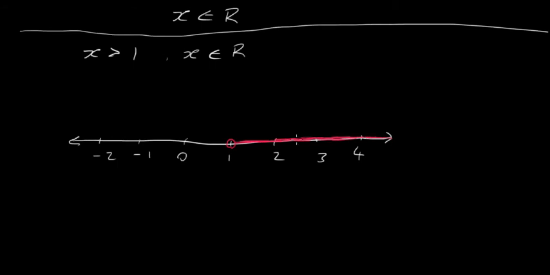So this represents our solution, x being greater than 1. X is bigger than 1, but it doesn't include 1. It's not equal to 1, so we don't actually fill this little circle in here. So that's the first point I want to make.